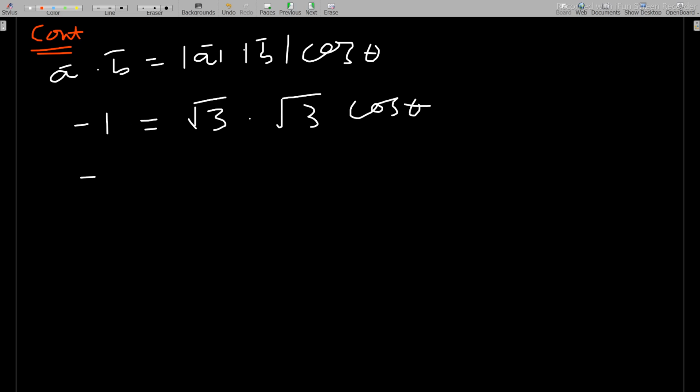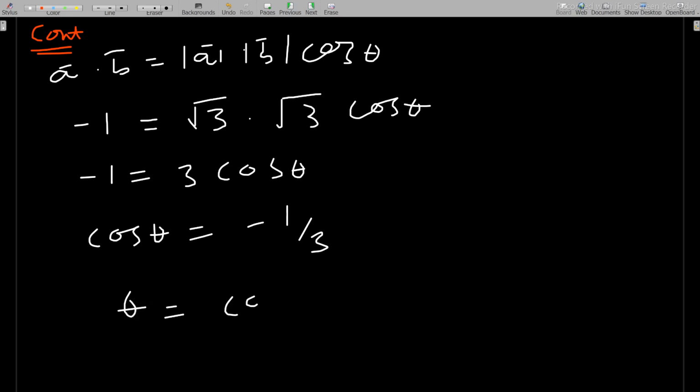This means that -1 is equal to 3 cos theta. Then cos theta will be equal to -1 over 3. So it means that theta will be equal to cos inverse of -1 over 3. After going through your computation, the answer you get for cos inverse of -1 over 3 will be the angle between A and B. I hope these questions are very simple. So that is how the questions are.